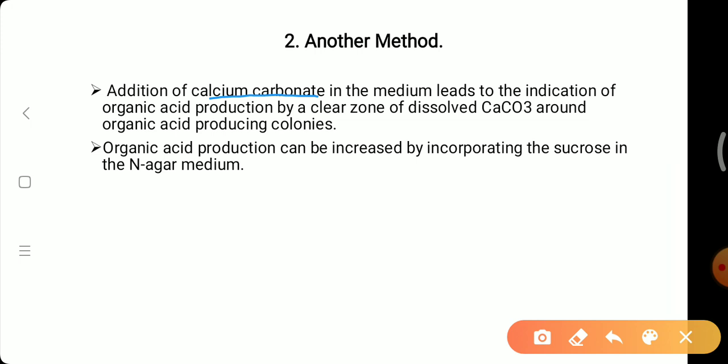And calcium carbonate has its own buffering capacity. So when the organism produces it in a larger amount, only then does it lead to the change from white to transparent, or we can see the clear zone of dissolved calcium carbonate around the organic acid producing colonies. Okay, organic acid production can be increased by incorporating sucrose in the agar medium.